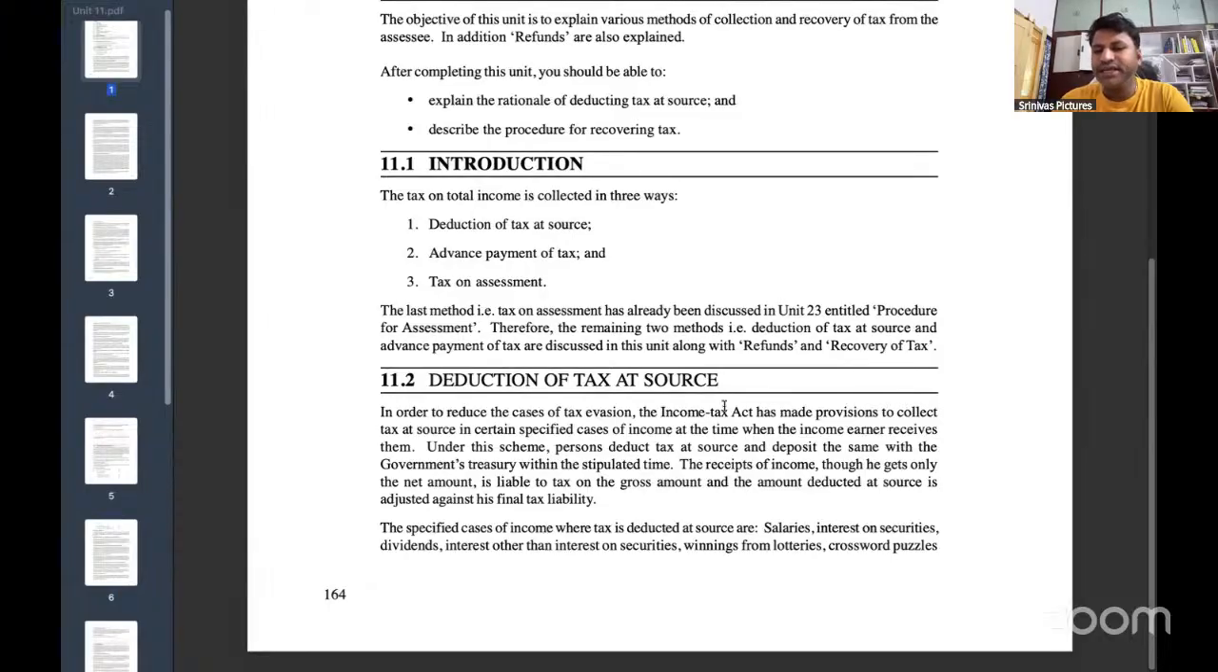The recipient of income gets only the net amount but is liable to tax on the gross amount. The amount deducted at source is adjusted against the final tax liability. So this is the deduction at source.